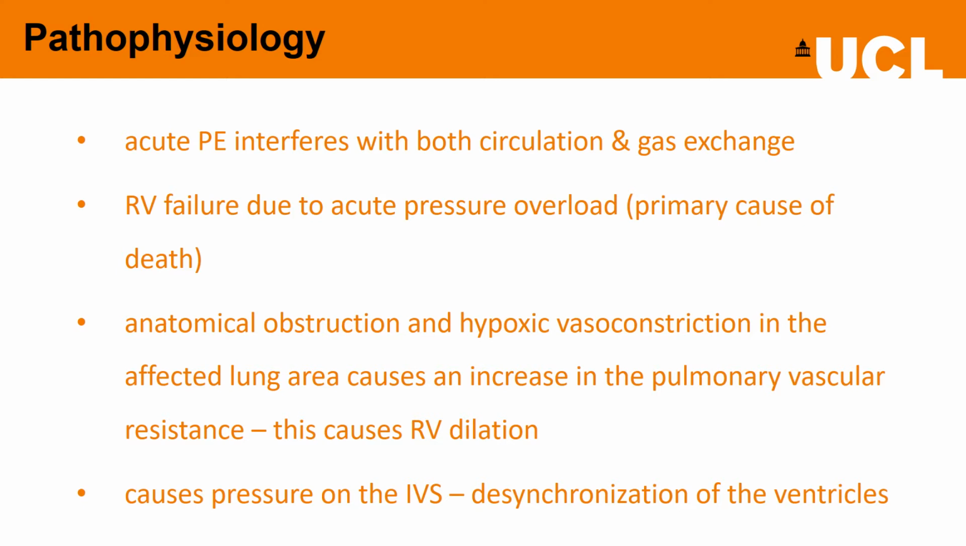Well, acute PE interferes with both the circulation and the gas exchange, and then what happens is that you start to develop right ventricular failure due to acute pressure overload of the heart, and this is the primary cause of death in acute PE. You also have anatomical obstruction and hypoxic vasoconstriction in the affected lung area, which in turn causes an increase in the pulmonary vascular resistance, which in turn causes right ventricular dilatation. And this is sort of known as a spiral of death for the pathophysiology of PE. This then further causes pressure on the intraventricular septum, causing desynchronization of the ventricles and ultimately cardiac arrest.